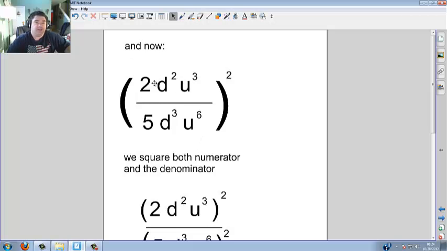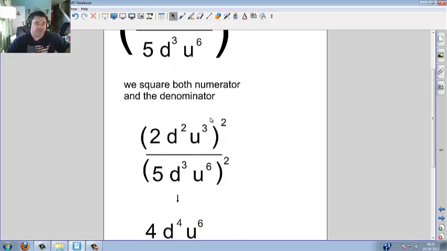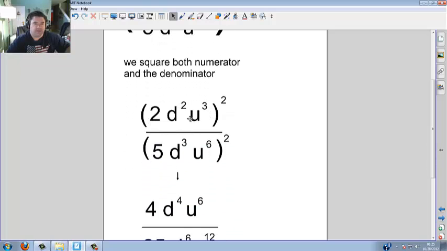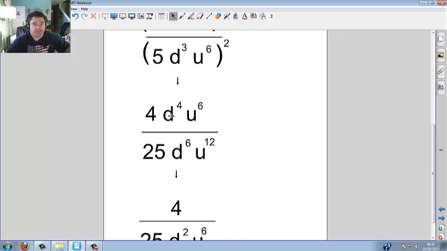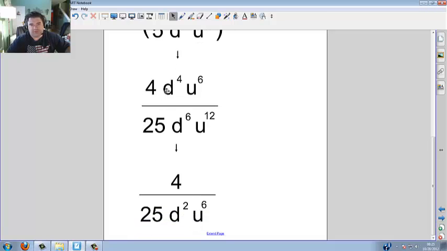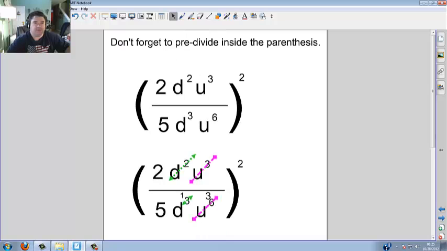Let's come back. And now finally, this whole thing is in parentheses. Now this time, because the whole thing is in parentheses, it's saying we want to square everything. So you can go ahead and take 2 squared, d squared, u squared, squared, squared. Everything gets multiplied by itself. You can do that. Then you solve it out. 4 over 25. This becomes the 2 in the bottom. This becomes the 6 in the bottom.